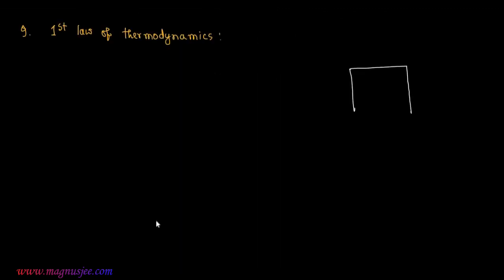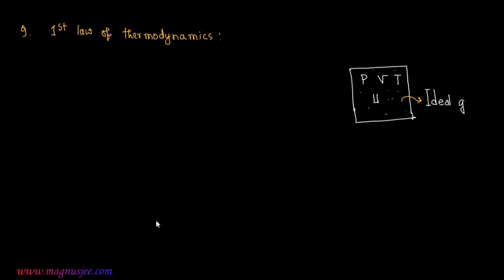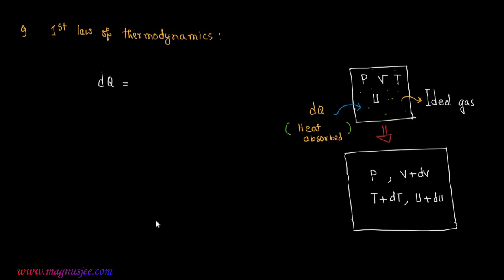First law of thermodynamics. For that, we can consider a gas vessel containing an ideal gas having pressure P, volume V, absolute temperature T, and internal energy U. The gas absorbs dq amount of heat energy, and the final state of the ideal gas will be: pressure remains constant at P, volume changes to V plus dV, temperature changes to T plus dT, and internal energy changes to U plus dU. Here we have considered that pressure remains constant and the ideal gas absorbs dq amount of heat energy, and according to the first law of thermodynamics, dq is equal to dU plus dW.